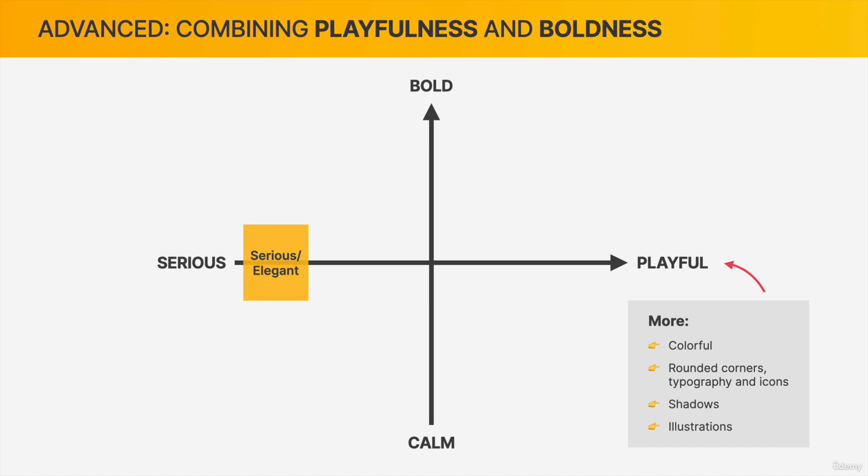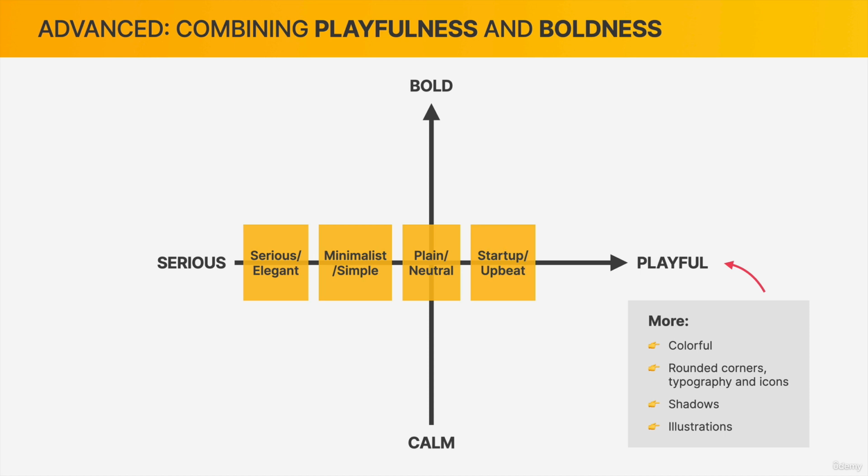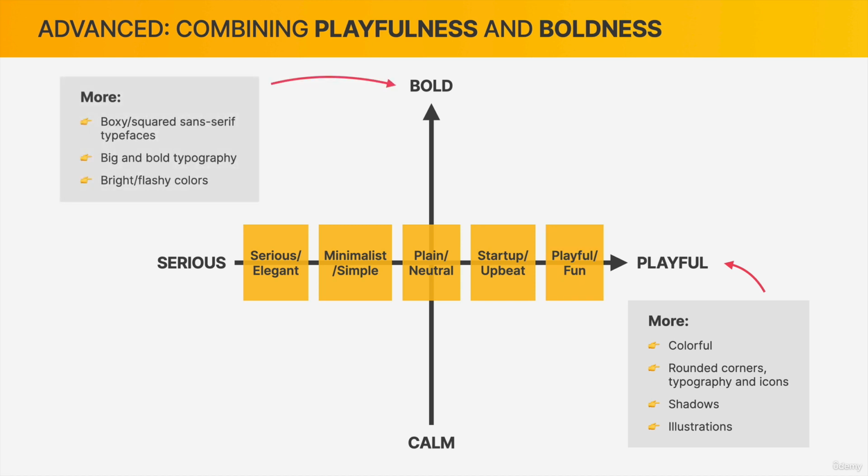Now, placing these personalities onto the playfulness axis, the first one needs to be the serious or elegant personality. So this one is the least playful. So it is the most serious one. Then there is the minimalist one, then the plain and neutral personality, then the startup and upbeat, which is already quite playful, but then of course the most playful one is in fact the playful and fun personality, right? So this is basically these 5 personalities ordered from the most serious one to the most playful one.